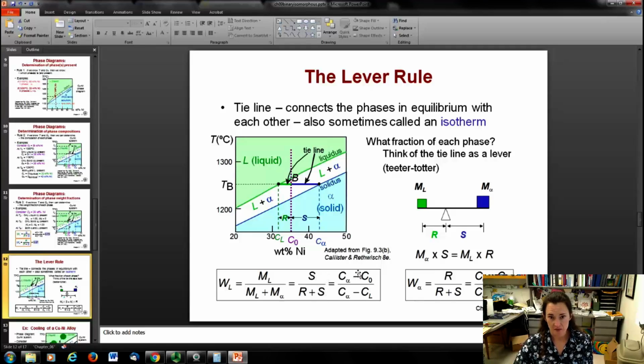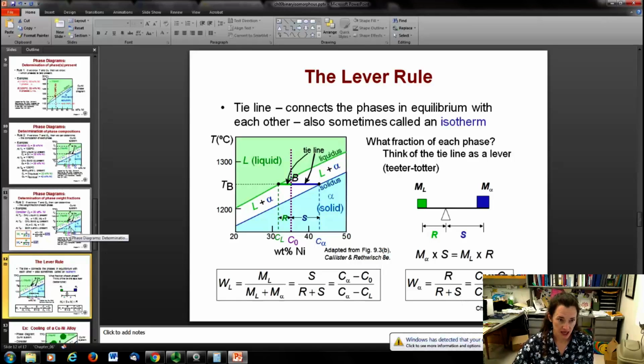S I can find by looking at the concentration at the intersection with the solidus line, C alpha, minus the concentration that I'm at, which is 35%. And then I divide that by the total length of my tie line running from the liquidus to the solidus lines, which is the concentration at that alpha phase intersection minus the concentration at the liquidus line intersection. Okay? And then I can do the same thing if I want the concentration of my alpha phase. Instead of S over R plus S, I do R over R plus S. All right? Does that make sense? Okay, so I can figure that out.